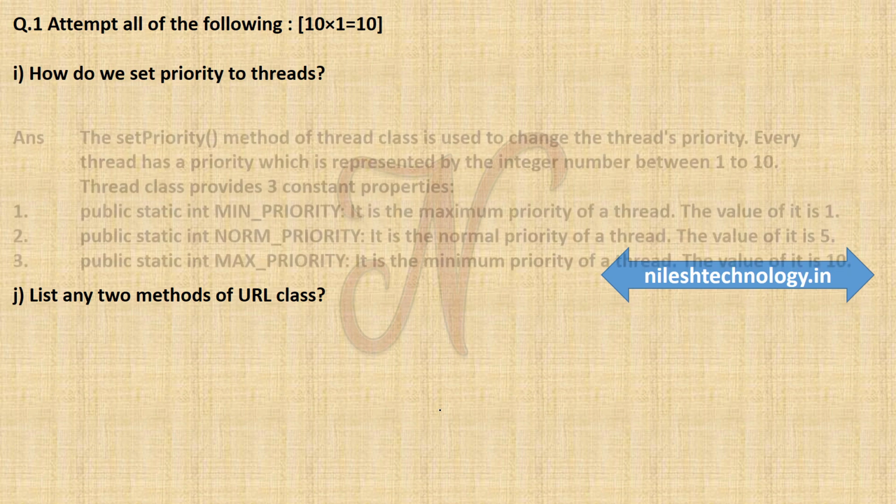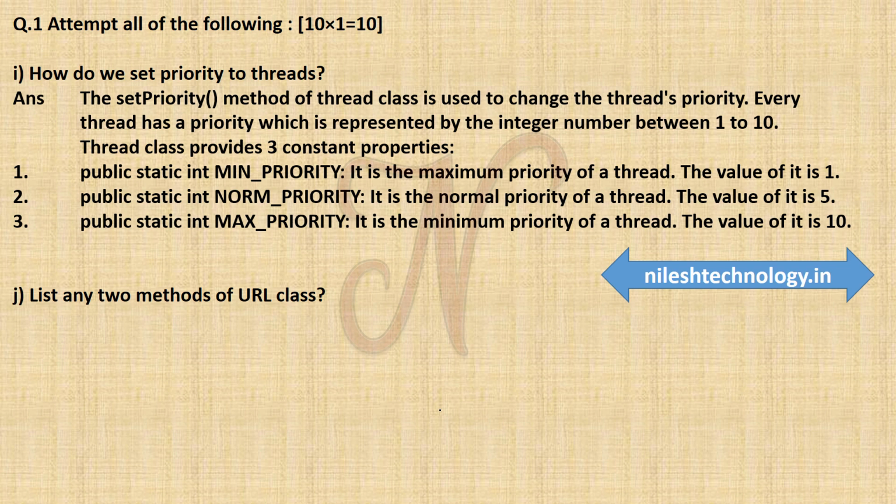By using the setPriority method, we can set the priority of a thread. There are three priorities: MIN_PRIORITY, NORM_PRIORITY and MAX_PRIORITY. Priority is defined between the numbers 1 to 10. If the number is 1, it is the min priority, 5 means the norm priority, and 10 means the max priority. By default, the priority is 5, the norm priority.